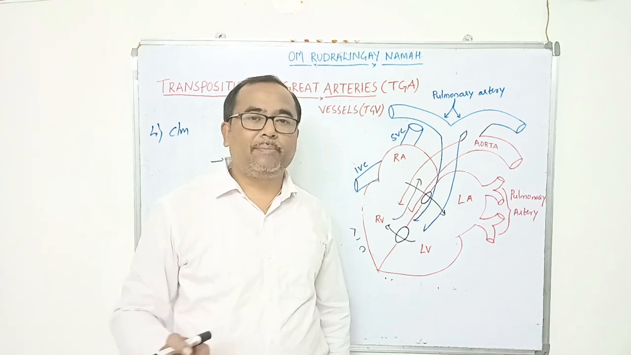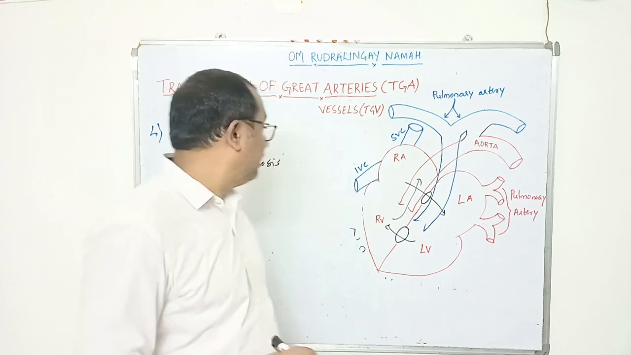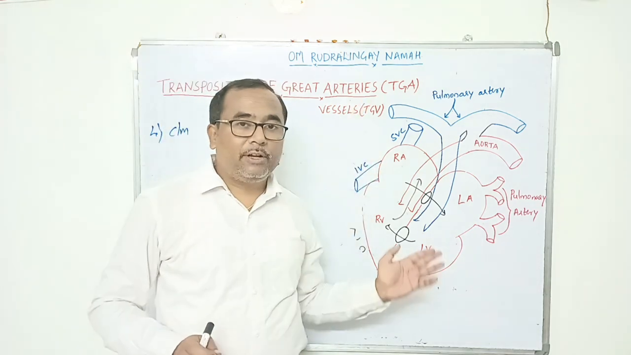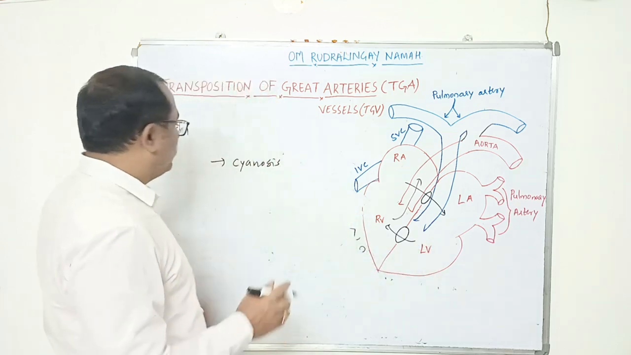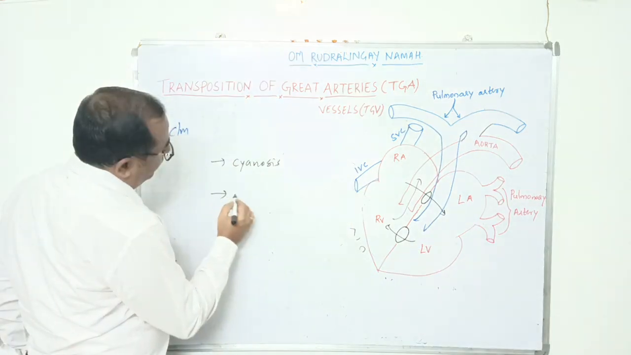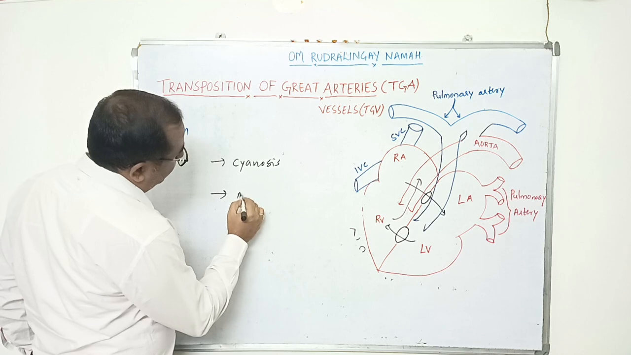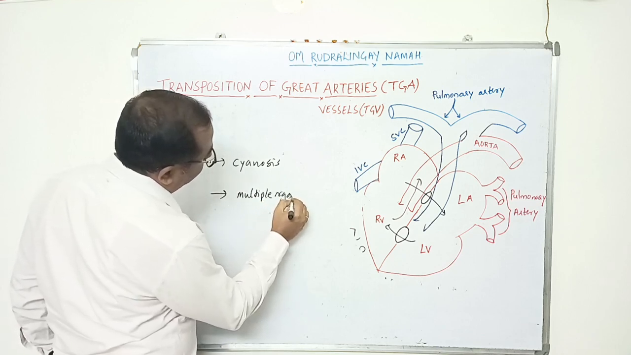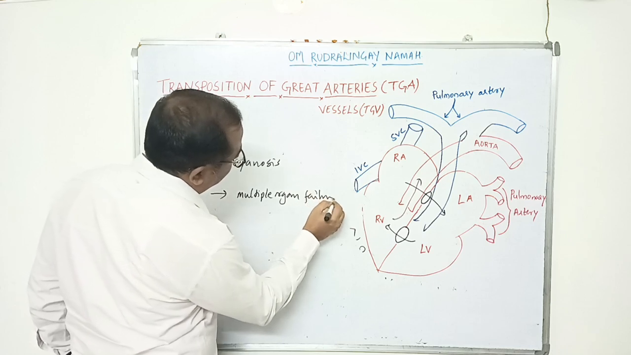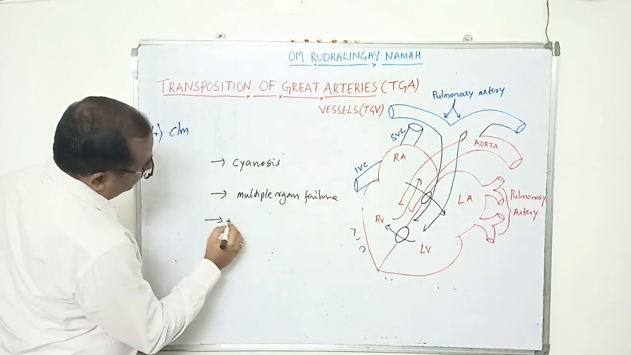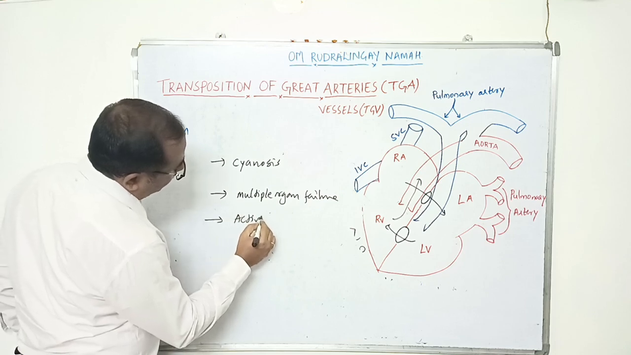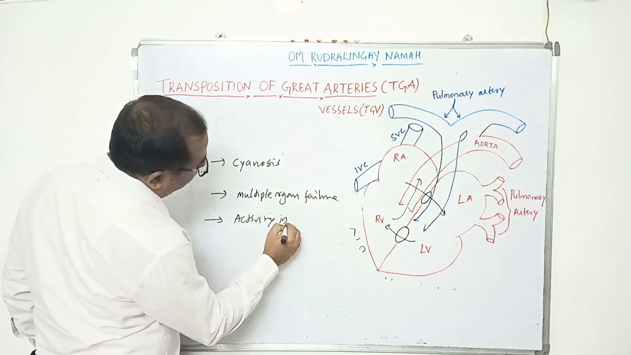The baby will not survive for long, and death of the baby will take place. Cyanosis is very severe in the case of only transposition of great arteries, so serious cyanosis will be there. Then, because of cyanosis, multiple organ failure will take place, and the patient will have activity intolerance.